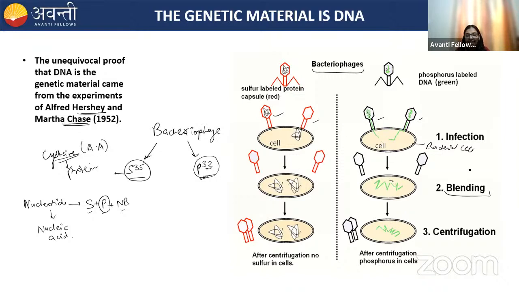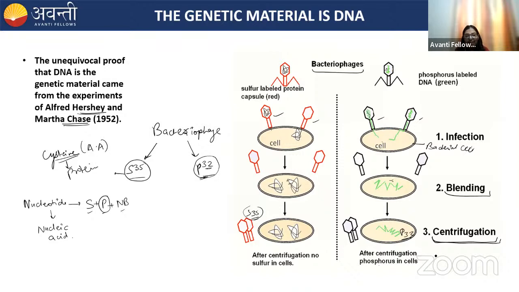The second step is the blending. In the blending, when the blending takes place, the bacteriophages, or the protein coat of the bacteriophages, get detached from the bacterial cell, or the host cell. The third step is the centrifugation. When the centrifugation is done, it was observed that the S35, or the radioactive sulfur, is observed in the supernatant. And the pellet, which consists of the bacterial cells, shows radioactive P32. That is, the radioactive phosphorus is observed in the bacterial cell.